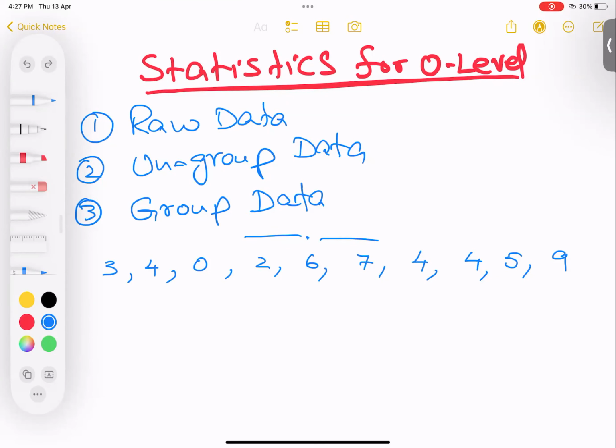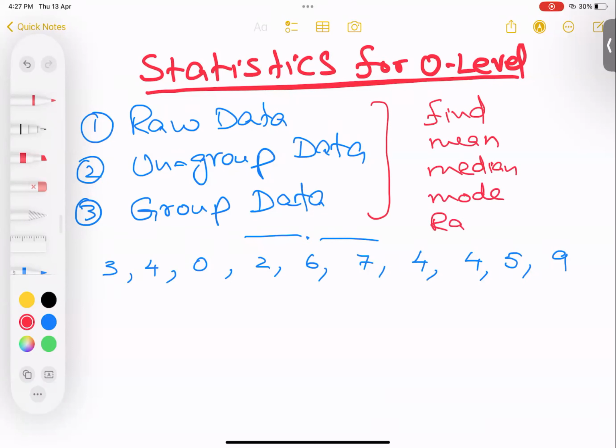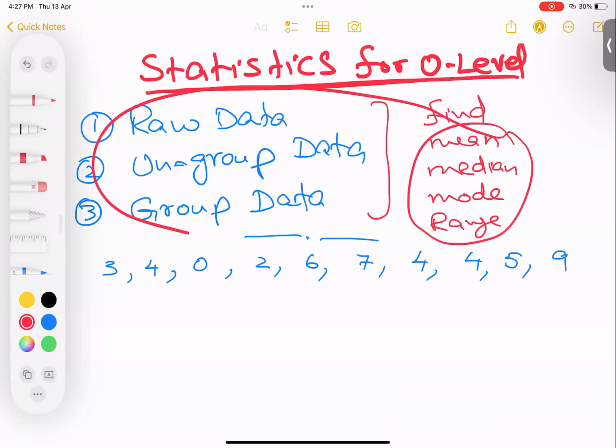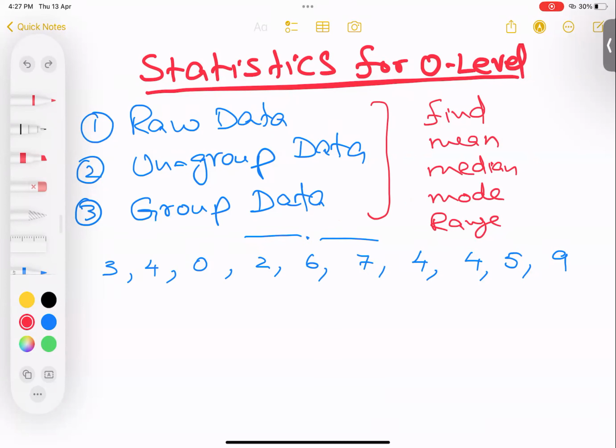Now, if the examiner asks us to find a few things on these three kinds of data, he can ask you many operations. He can ask you to find mean, median, or mode, and sometimes he asks for the range. So these four operations he can ask on all three kinds of data. I'm going to apply all four operations on this data now. Get ready, students. This is raw data.